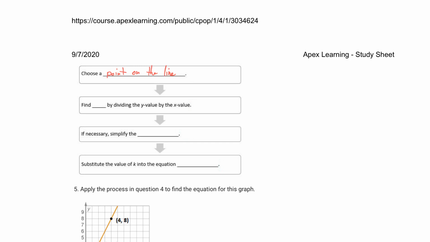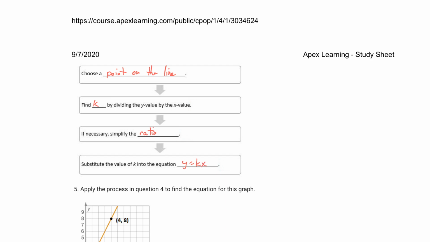Find a point on the line, and find the k by dividing the y value by the x value. If necessary, simplify the ratio and substitute the value of k into the equation y equals kx. So those are the steps. Those are actually steps that we were just working on.